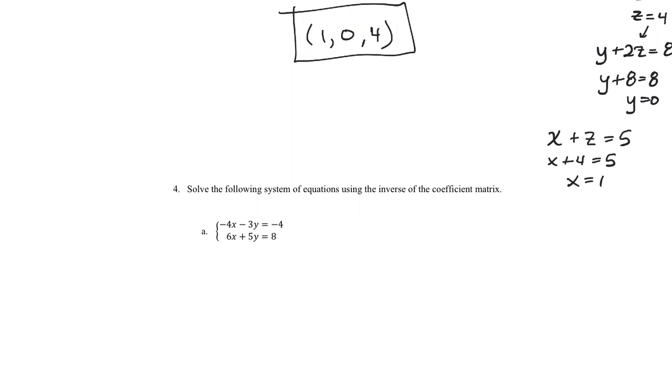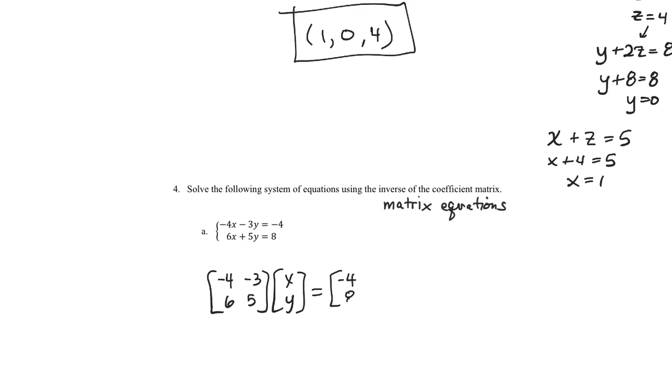Question 4 is from section 6.3. Solve the following system of equations using the inverse of the coefficient matrix. We also call that matrix equations or matrix algebra. So we need the coefficient matrix, a matrix containing the variables, and then a matrix containing the values after the equal sign. That's called a matrix equation.